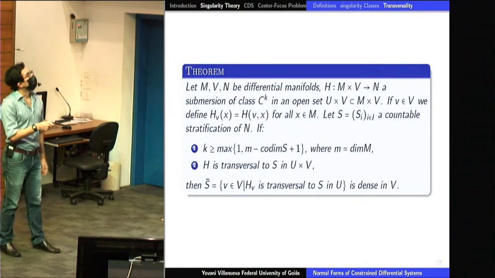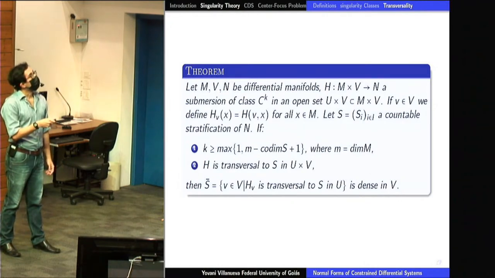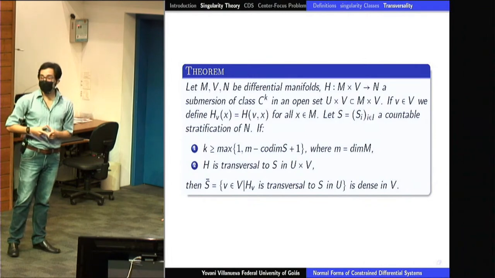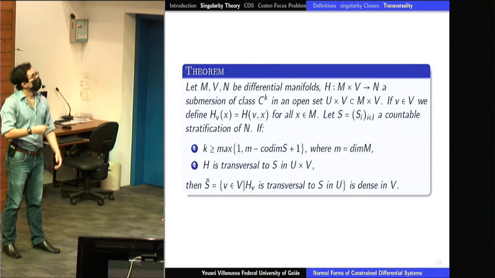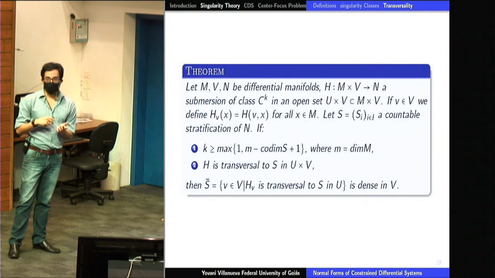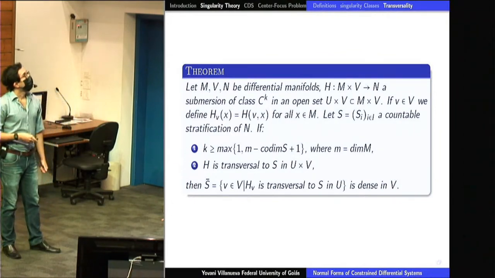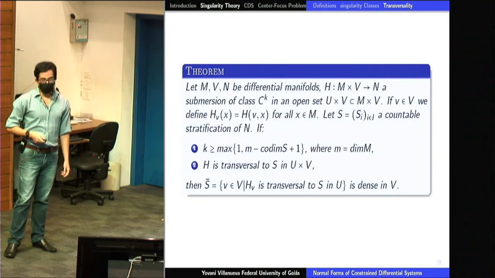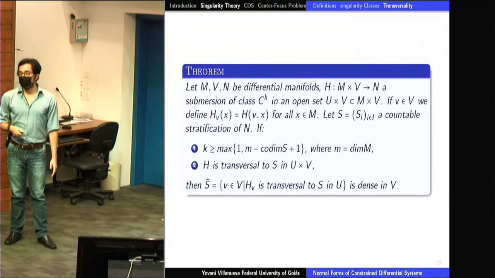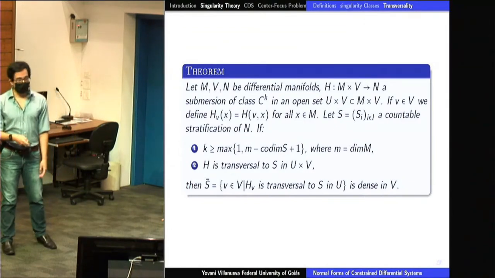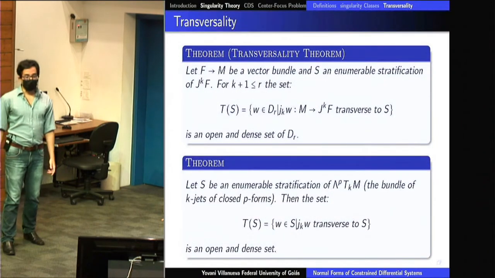Well, if the codimension of S is equal to the dimension of M, the condition that defines the singularity class is only satisfied by isolated points. And if the codimension of S is less than the dimension of the manifold, then the condition which satisfies the singularity class is generic. Well, the proof of this theorem is a result of the Sard theorem. And with that theorem, we can get the transversality theorem.